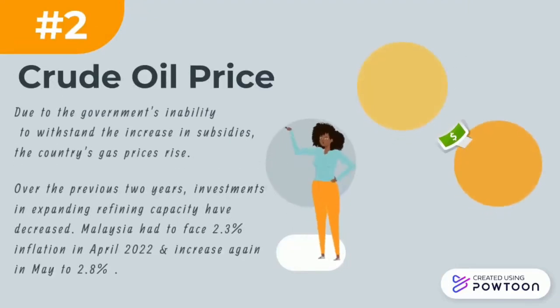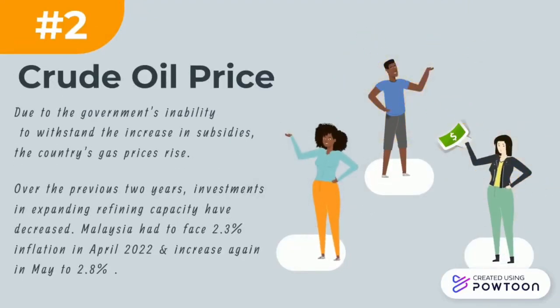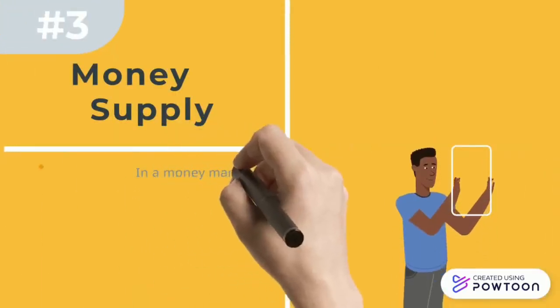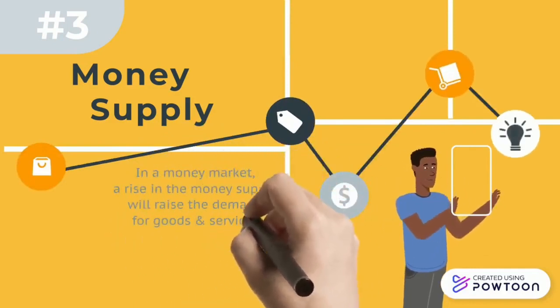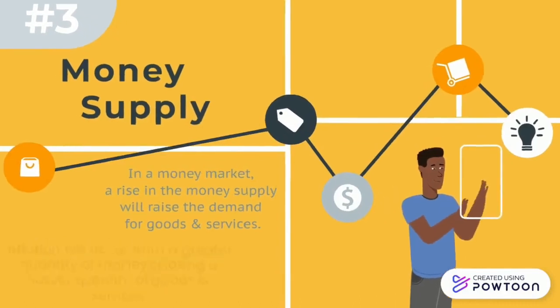Second, the crude oil price. Due to the government's inability to withstand the increase in subsidies, the country's gas price rose. Over the previous 2 years, investment in expanding refining capacity has decreased. Malaysia had to face 2.3% inflation in April 2022, which increased again in May to 2.8%.